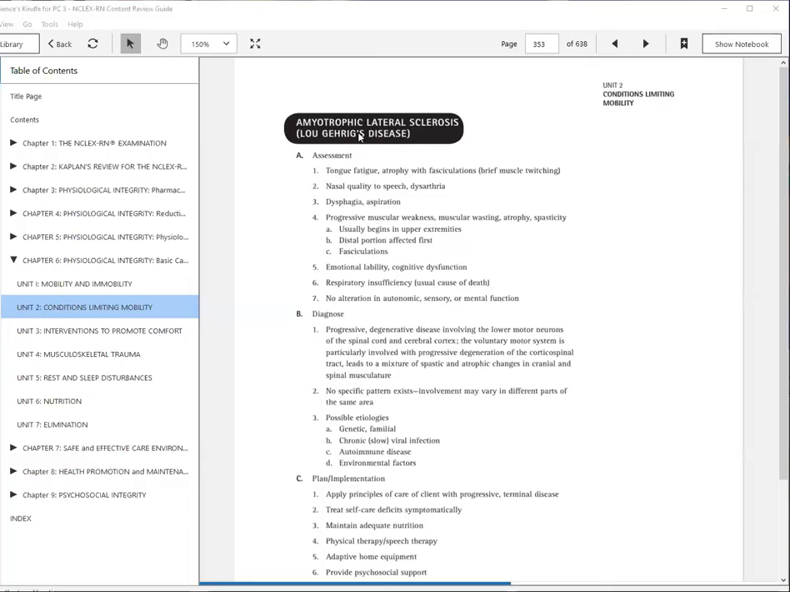That's your question. So I think I'm probably going to talk about the last condition here, and that is amyotrophic lateral sclerosis, Lou Gehrig disease. So let me just share my screen and you see the spelling of this disease, amyotrophic lateral sclerosis, Lou Gehrig disease. Take notice of this particular name, Lou Gehrig disease, and NCLEX would like to dig into that.